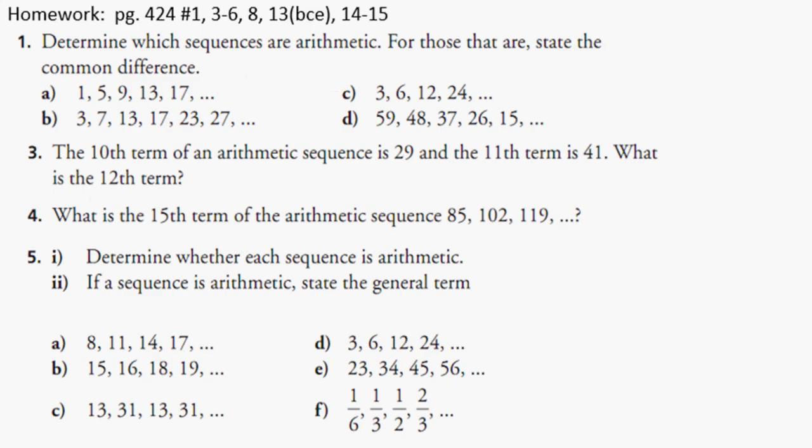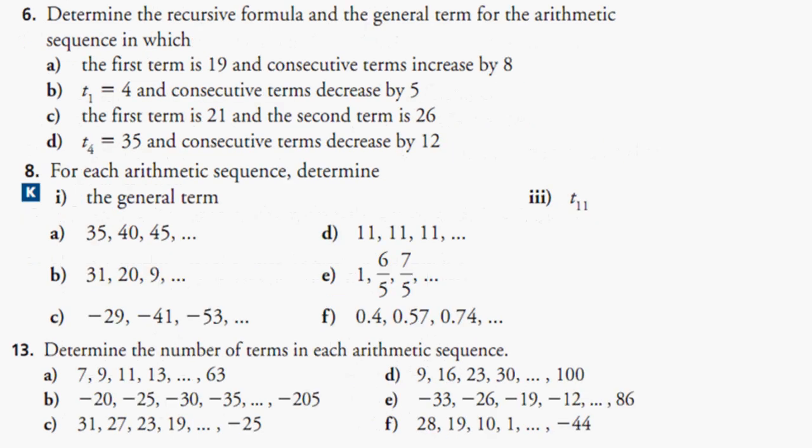All right, homework. Here it is. I don't think there's really any difficult questions here. Determine the general term of an arithmetic sequence. Don't worry about the recursive formula. But I think that is it. Really, 13. Nothing here is really difficult. Again, 13 is finding how many terms there are. And that is that.